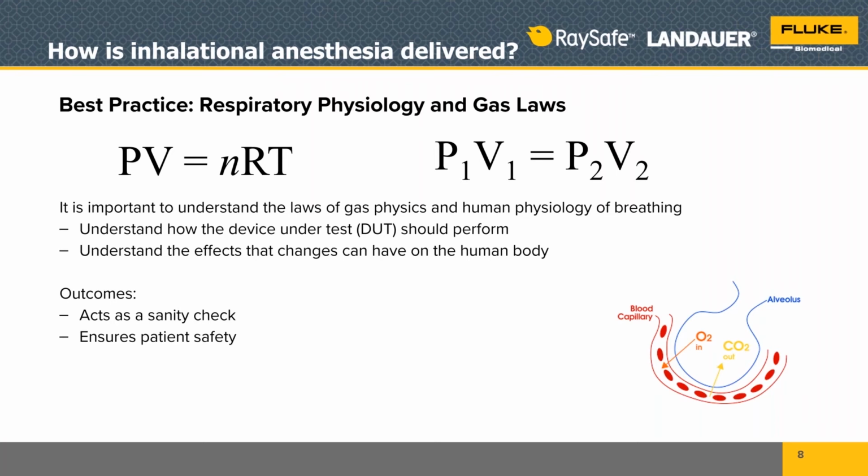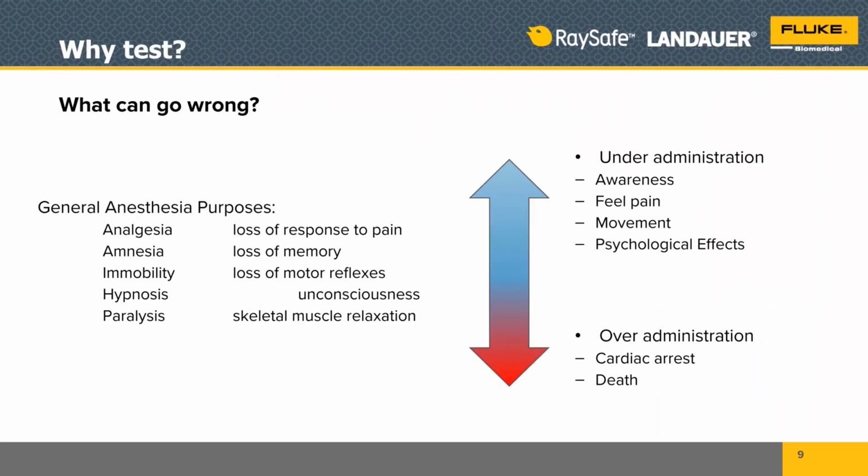Okay, so why do we test? What kinds of things can go wrong? What you're essentially looking at is the mix of gas in the system and what the patient is getting. But right now we're focusing really on the anesthesia. If you under-administer anesthesia in some way, then you can get all kinds of undesired effects, such as awareness or feeling pain or movement or some kind of psychological effect that's a byproduct of those.